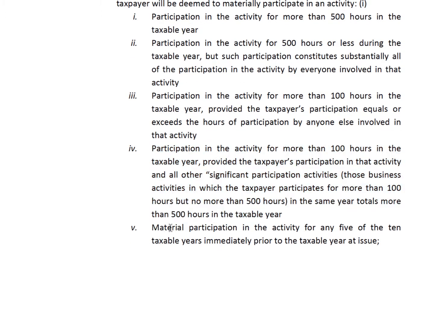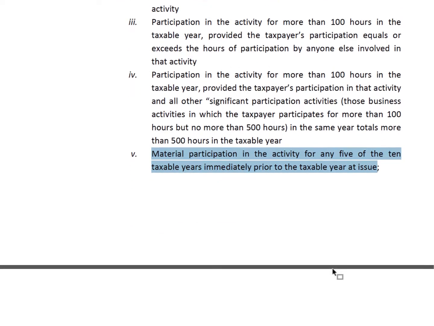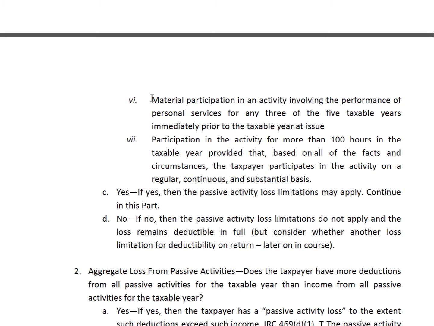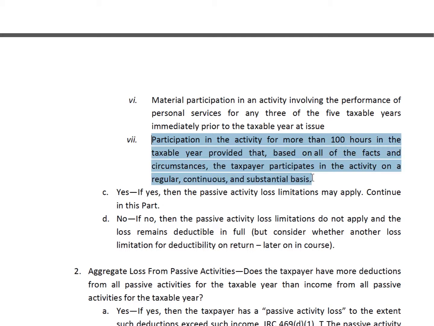Fifth, material participation in the activity for any five of the 10 taxable years immediately prior, so you can use any of those tests in the previous years. Sixth, material participation in an activity involving the performance of personal services for any three of the five taxable years. And seven, participation for more than 100 hours in a taxable year, provided that based on all facts and circumstances, the taxpayer participates in the activity on a regular, continuous, and substantial basis. The last one's subjective. That one doesn't really need to be in there, but that's part of the regs.